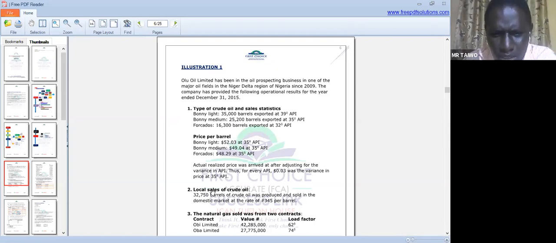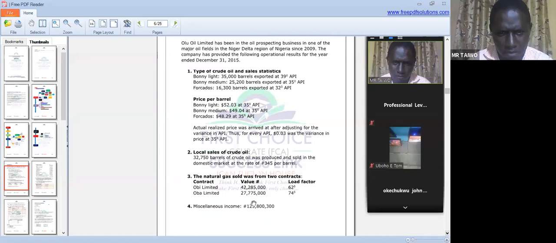Look at the second one. You're told that that's for the export anyway. Now, for the local sales, we are told that they sold 32,750 barrels of crude oil, produced and sold at the rate of 345 naira per barrel. You don't need to adjust anything on that. That price is what you are going to use. You sold it, and that's the price you are going to effect when it's locally sold oil. But for the one that is exported, the price I'm going to use should be the posted price. I hope you get that now. And that adjustment was also explained to you.